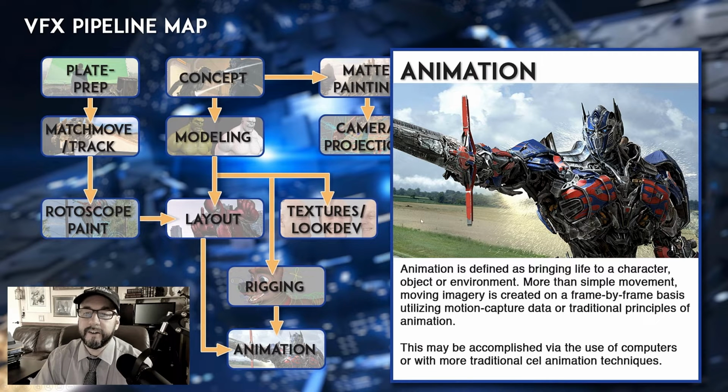And that's already been tracked. You already have a camera solve for what the director did here. And using that, the animator can animate the robot using the rigging that was supplied to them. Animation is defined as bringing a character to life. That's super important. Animation is not just moving something. It's giving life to something.